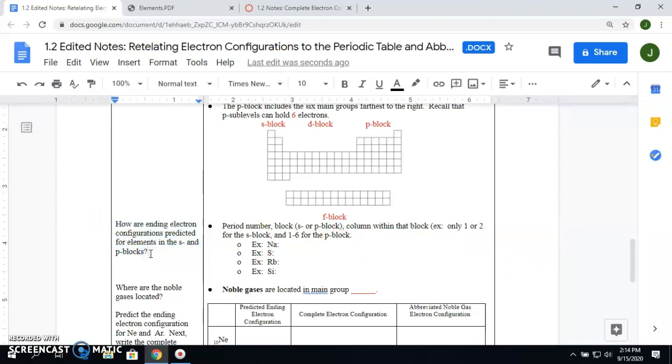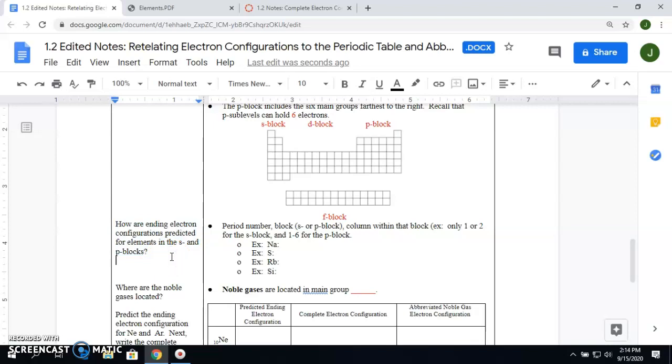Next thing that we're going to do is address this guiding question right here, and it's going to take a lot of thought on our part. So I'm going to move around between some different things that we've learned about, go back to the previous set of notes, and we'll get an answer to this question, which is about prediction. The guiding question says, how are ending electron configurations predicted for elements in the S and the P blocks?